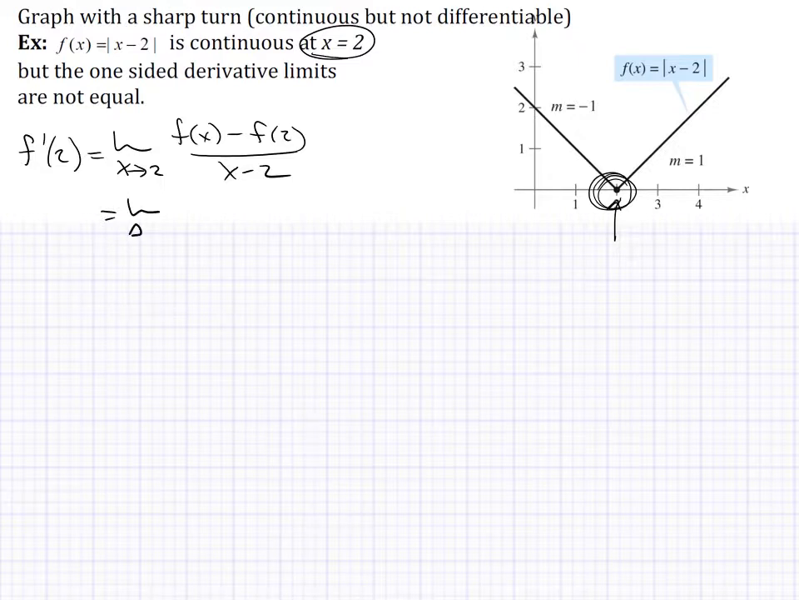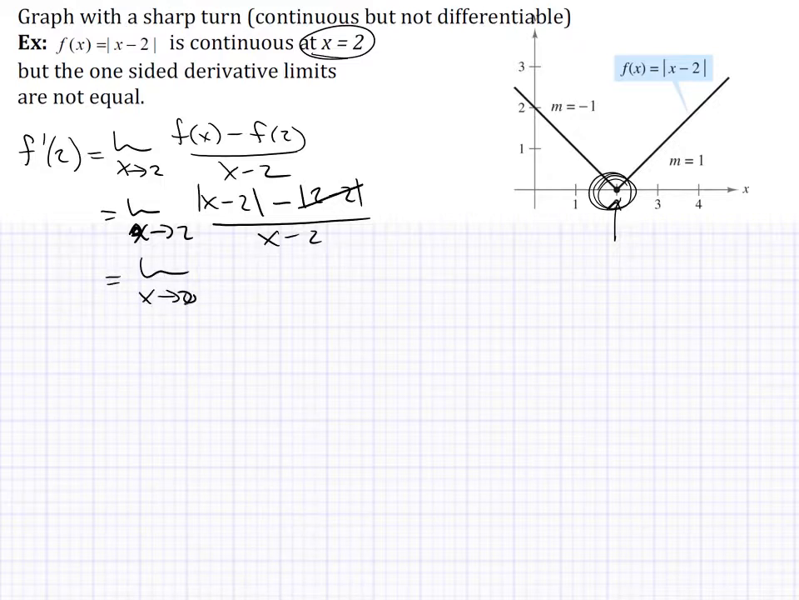So the limit as x goes to 2 of absolute value of x minus 2, that's f of x, minus f of 2, which is 2 minus 2, all over x minus 2. Well, 2 minus 2 is 0. So what we get is the limit as x goes to 2 of the absolute value of x minus 2 over x minus 2. And so doing that limit is not going to be easy. One way we could do that limit is to look at it as the limit as x approaches 2 from the left and the limit as x approaches 2 from the right of absolute value of x minus 2 over x minus 2.